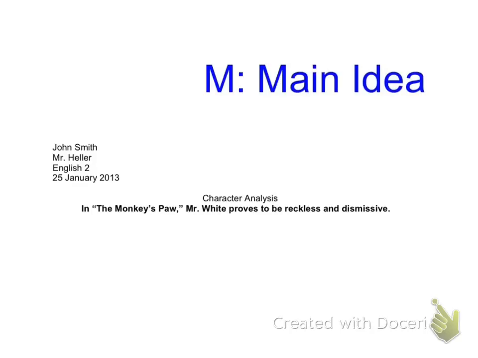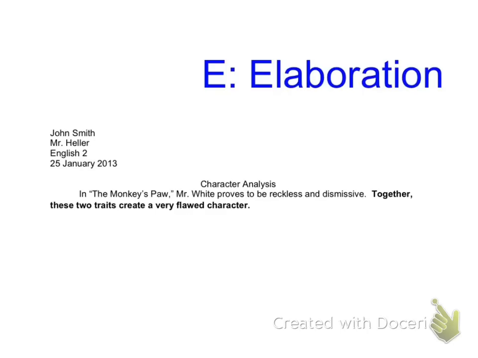The first step is to draft an M that contains the story, the character, and the 2 traits. In The Monkey's Paw, Mr. White proves to be reckless and dismissive. The next step is to elaborate on the main idea. Together, these 2 traits create a very flawed character. At this point, I have the M and I have the E, which is an elaboration of the M.